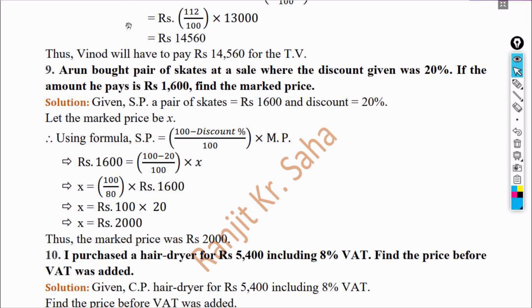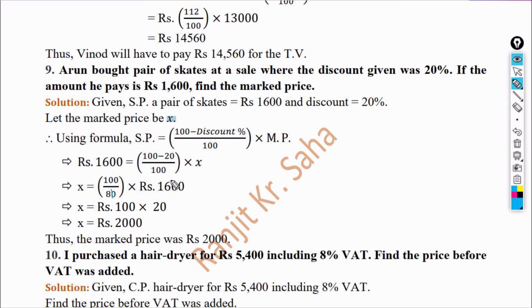Then we can use the formula selling price equals 100 minus discount percent divided by 100 into marked price. Just put the known values: selling price is rupees 1600 and percentage discount given is 20%. 100 minus 20 divided by 100, and we suppose the marked price to be x, into x. Then just transposing, we can find x equals 100 by 100 minus 20, which is 80, into 1600, and then cancel.